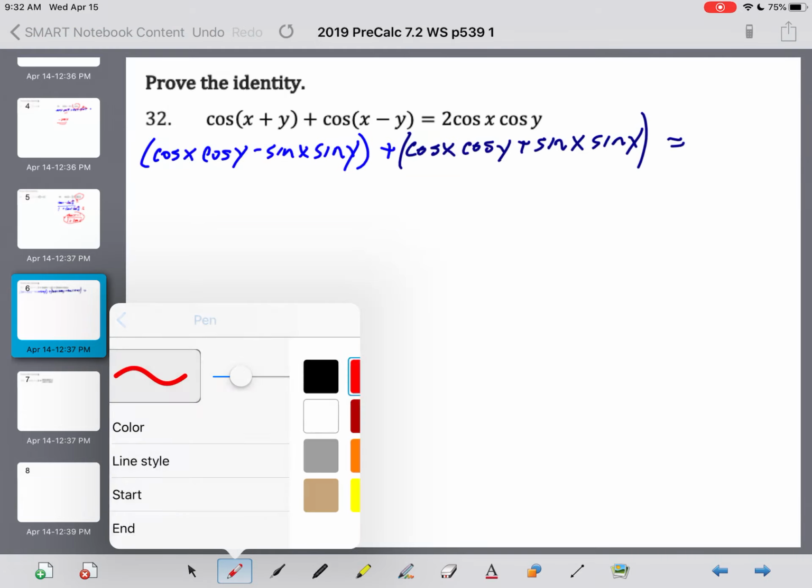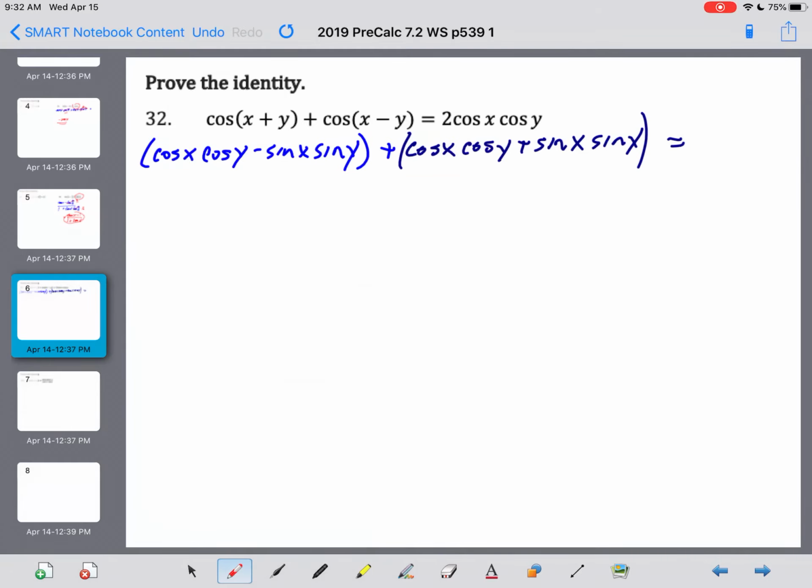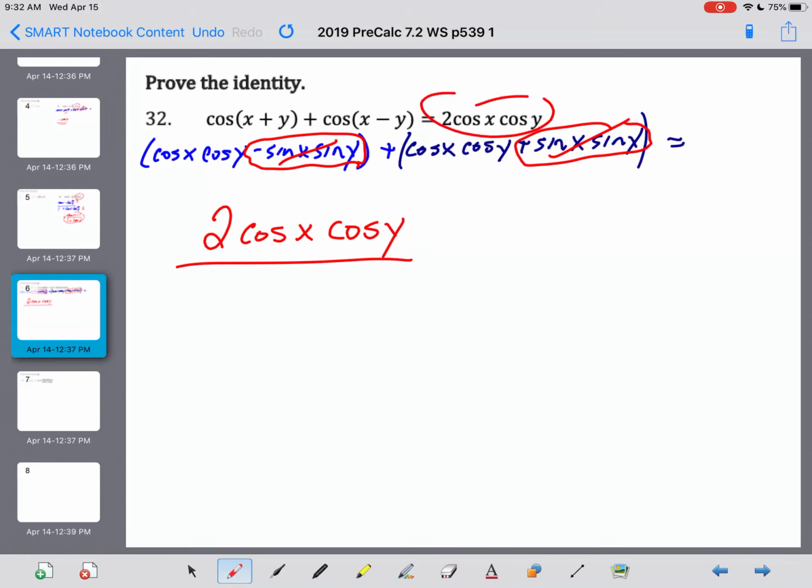Let's see if we can do any simplifying here. I've got additive opposites here, so these cancel. And now these two are identical, so I get 2 of them, so I get 2 cosine x cosine y. That matches that, so I'm done with that one.